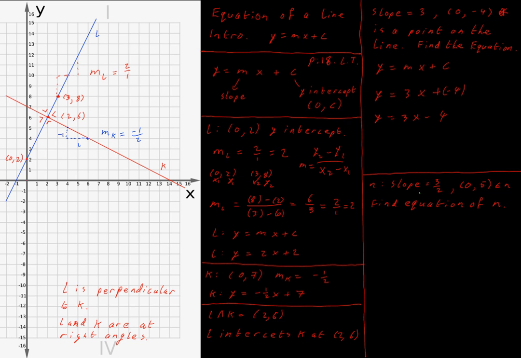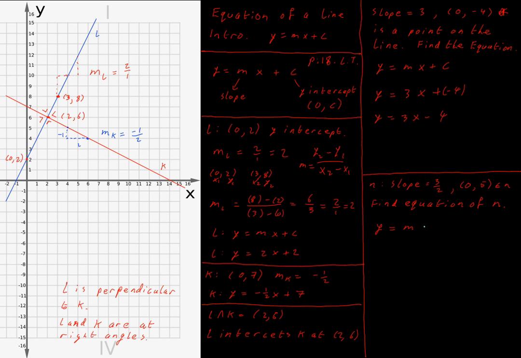So n has a slope of 3 over 2, and 0, 5 is an element of the line n. Remember, a line is just a whole bunch of points. It's a description. So this is a description of all of the points that sit on this blue line. All of the points that sit on this blue line are described by this maths sentence. So one of the points on the line n is the point 0, 5, and we can see from the fact that x is 0 that this is the y-intercept.